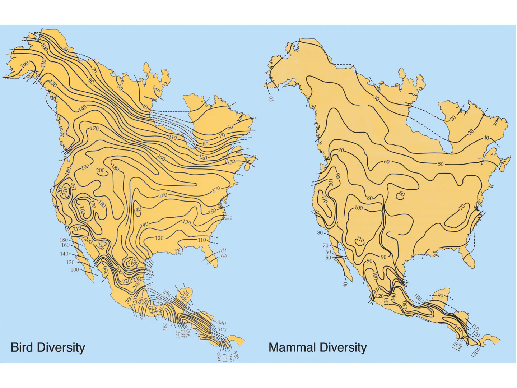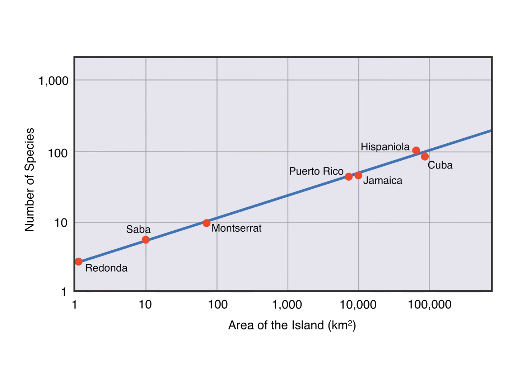Here are two graphs showing bird diversity and mammal diversity using isolines, lines of equal species number. And once again, we can see how it increases as you move from higher latitude to lower latitude for both birds and mammals. Here's some more data on the number of organisms found on our planet, and this time we're going to look at islands, and here's the relationship between island size and number of species.